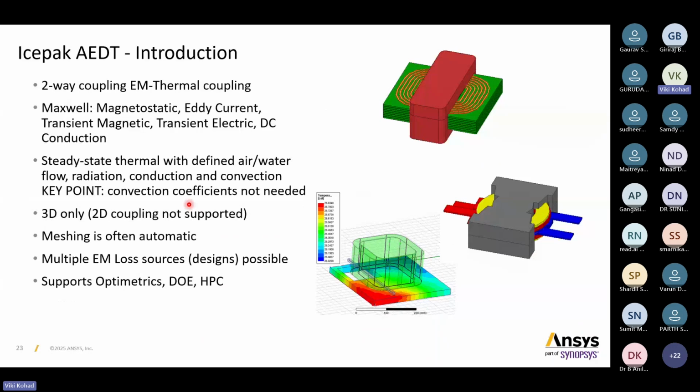Then iSpec is there for the thermal part. You have to do the two-way coupling with the Maxwell and enable steady state thermal or transient thermal, the conduction or the convection. If a flow is there, if air or any fluid is involved, there is a 100% chance of getting convection. If air or fluid is not involved, then only the conduction part is done, and results will be given for that conduction part only.